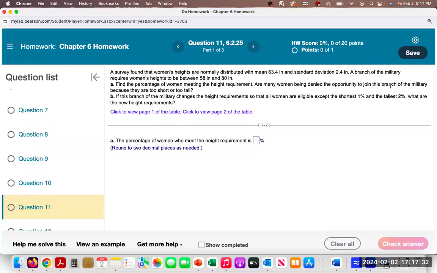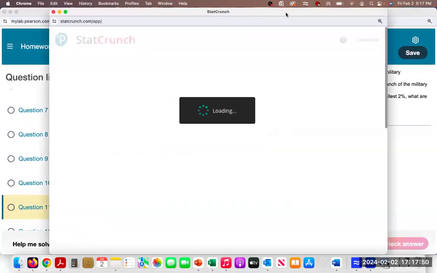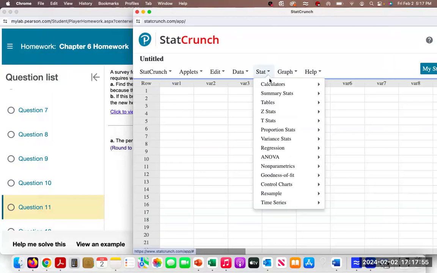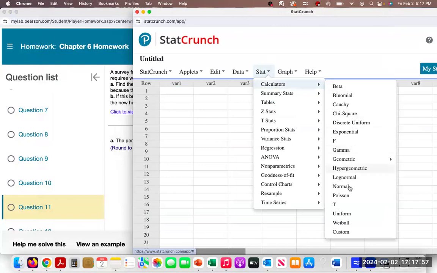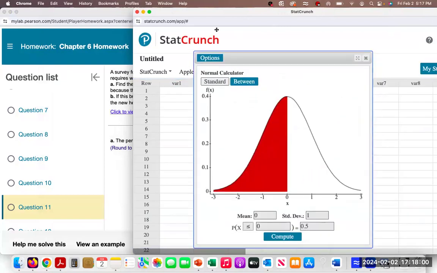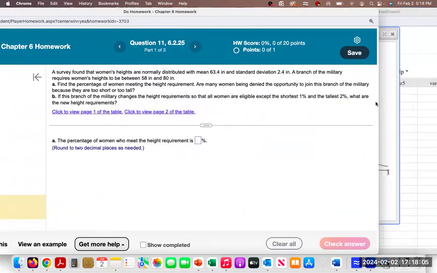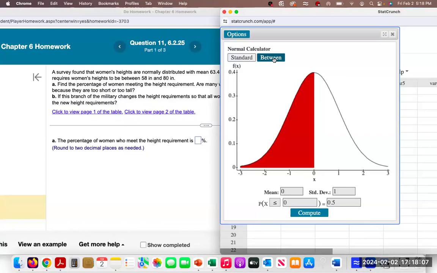So this problem is the same as finding the area under the standard normal curve between two values corresponding to the minimum and maximum. So from there, we can use StatCrunch. Since this is based on a normal distribution, I can go to Stat, Calculator, select Normal, and since we're finding the area between two values, I'm going to choose Between.